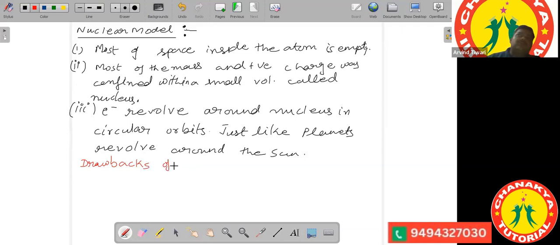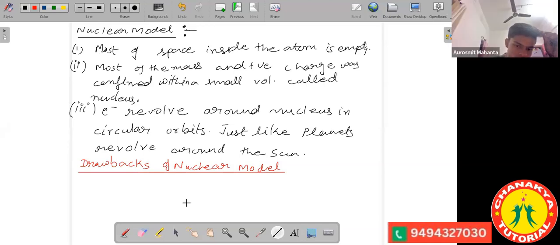Drawbacks means what were the things that the nuclear model could not explain? It was all correct with his experiment, the alpha particle scattering experiment. The results were very good with the alpha particle scattering experiment. Sir, it failed to explain the stability of the atom.